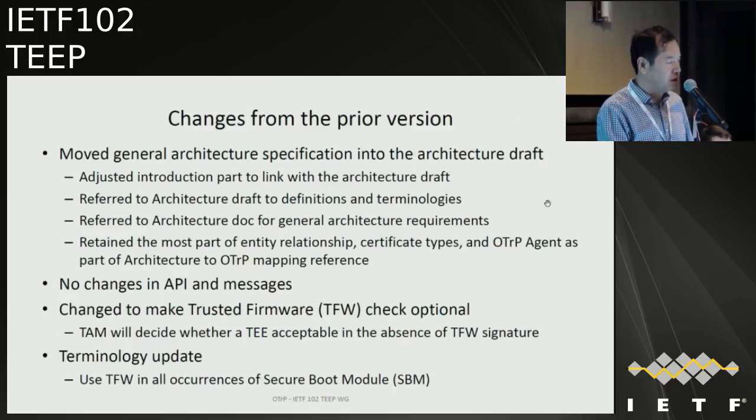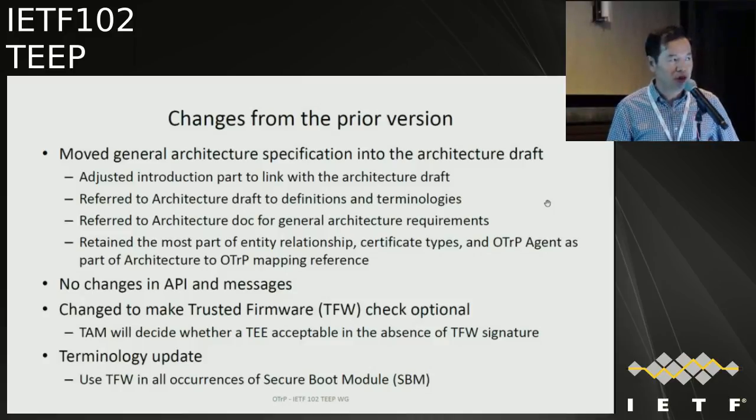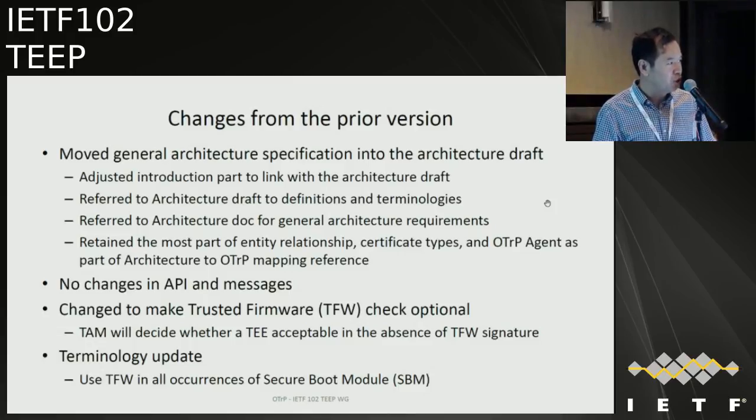The changes, just a quick one here. We removed the general architecture specification to the architecture draft. And we changed the overview part. For the protocol, we adjusted the introduction with a little bit of change, the overview and introduction. So now it says that it follows the architecture draft. That's some more document update, not really protocol change. We moved the terminology out to the terminology section because we only have one architecture document where we define that. We reuse the same terminology and will not repeat it. But we retain the entity relationship and key types because that has been what OTrP used as a solution, and the architecture document also refers to that. These two will be consistent, with terminology and architecture realization.